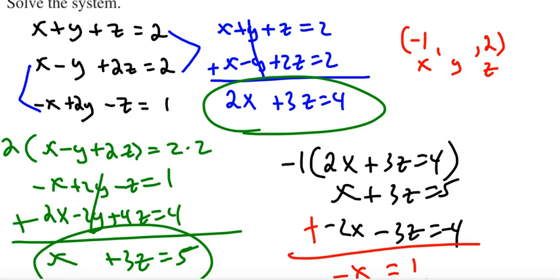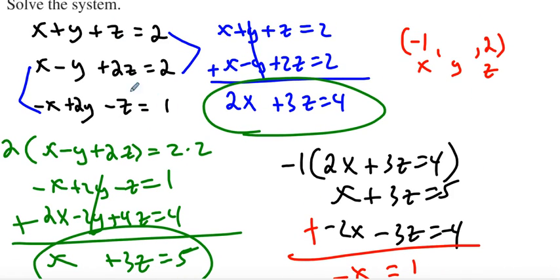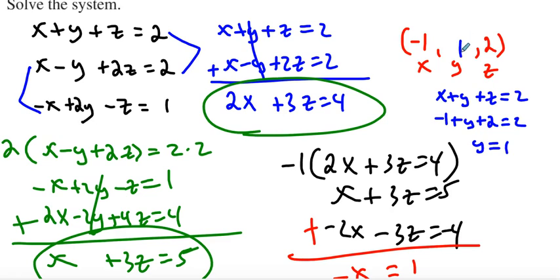And then I could just take one of these equations up here to find my answer for y. So maybe I'll just use this one right here. I'll do x plus y plus z equals 2. I know that my x is negative 1 and my z is 2. So if I subtract 2, add 1, y is equal to 1. Bam. So I have negative 1 for x, 1 for y, and z is 2.